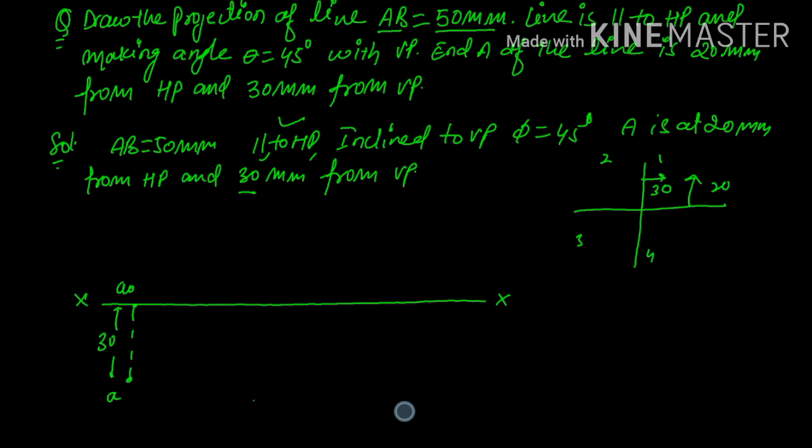Okay, draw a line, length of the line is 50 and angle is 45 with VP के साथ एंगल है तो मैं HP में यूज़ करूँगा. So let's say this is my 45 degree angle and length of the line is 50. Okay, so this is my another point B. So this is the projection in HP.